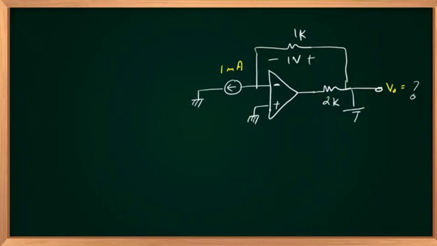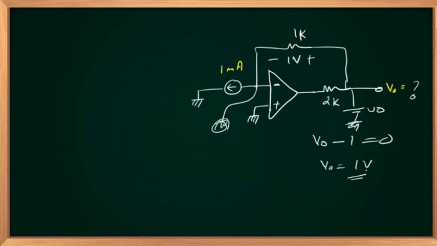You are asked to identify the V out value. So negative, positive, V out. Plus, minus, -1. This is at ground virtually. V plus equal to V minus. Closed loop starting from ground, ending at ground. -1 equal to 0. V out equal to 1. Now, everybody got 1 volt?